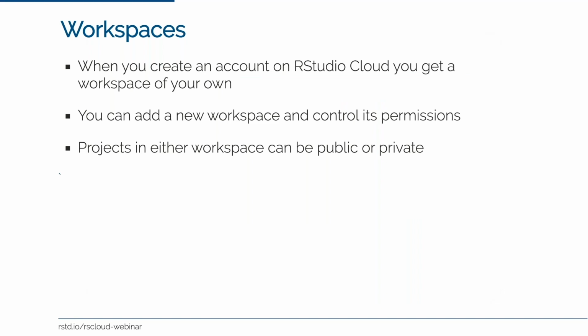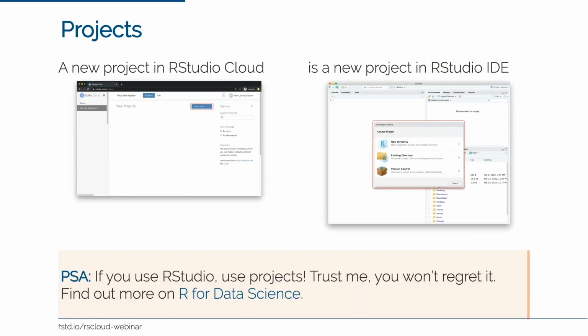So workspaces: when you create an account on RStudio Cloud, you get this workspace of your own. You can add a new workspace and control its permissions. That's why I think it's an attractive option for setting up a class. And projects in either workspace, either the ones that you create specifically for a class or your own, can be public or private. So you can use it as your own, or you can use it to share it with people. What is a project in RStudio Cloud?